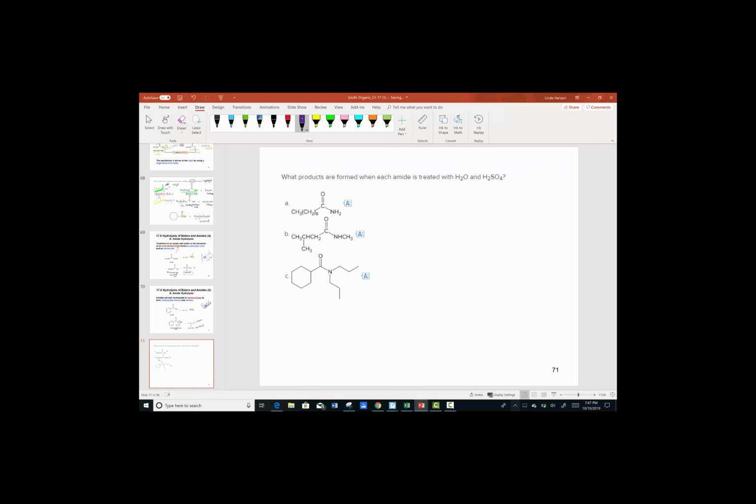So what would that look like for practice? All right. What are the products formed when we're treating with water and an acid catalyst? Just a note that the acid catalyst makes the carboxylic acid neutral.